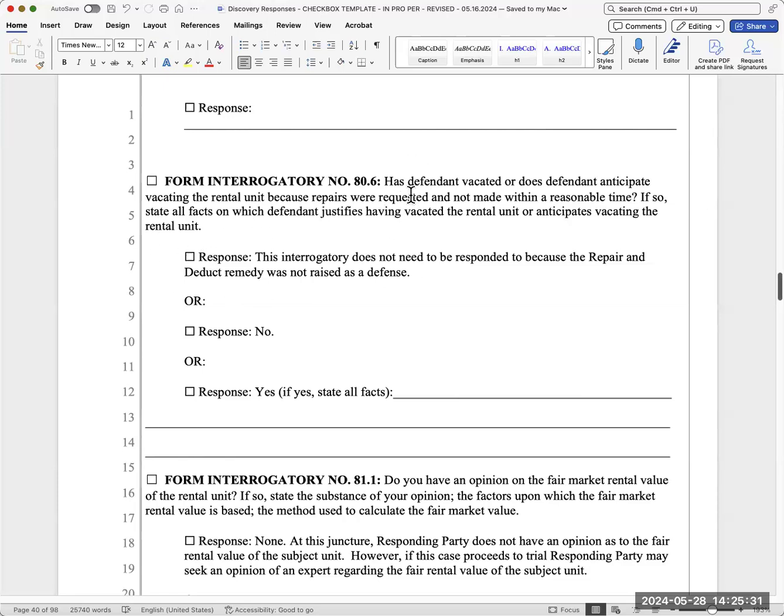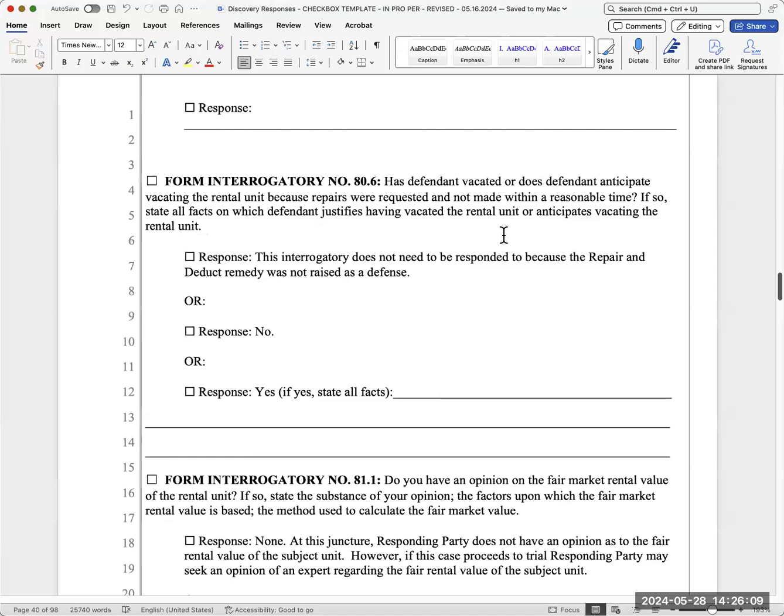For this question, has defendant vacated, or does defendant anticipate vacating the rental unit because repairs were requested and not made within a reasonable amount of time? This is still about repair and deduct. This is still about the tenant communicating to the landlord: there is this repair that needs to be made, and the landlord saying, I can't do it. Can you or someone else do it? And this is about vacating the unit while that is being done. But if that never happened, you didn't check it as a defense, check here and move on to the next question. This is the last question about repair and deduct.